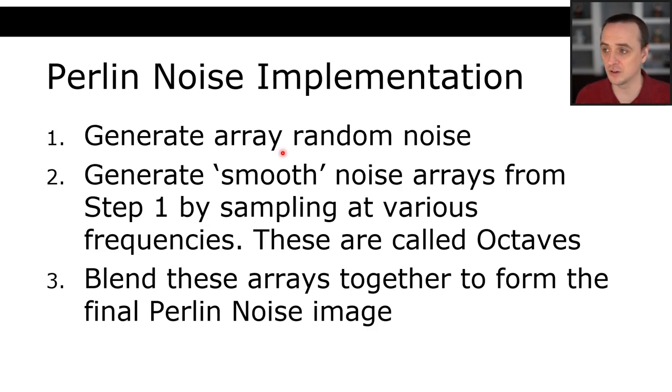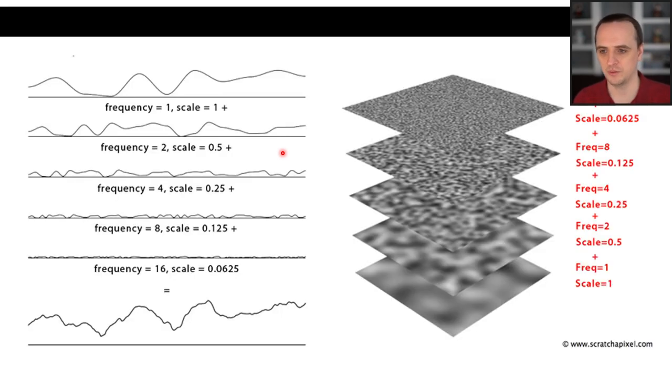So what does that look like in practice? Well, in one dimension, it looks like this. We're going to have some random data. We're going to sample from it. And we have another variable, which is called scale. It's explained on the website. We sample from that. Then we sample from this one, then this one, and this one, and then we blend all of those together in order to find the final Perlin noise.